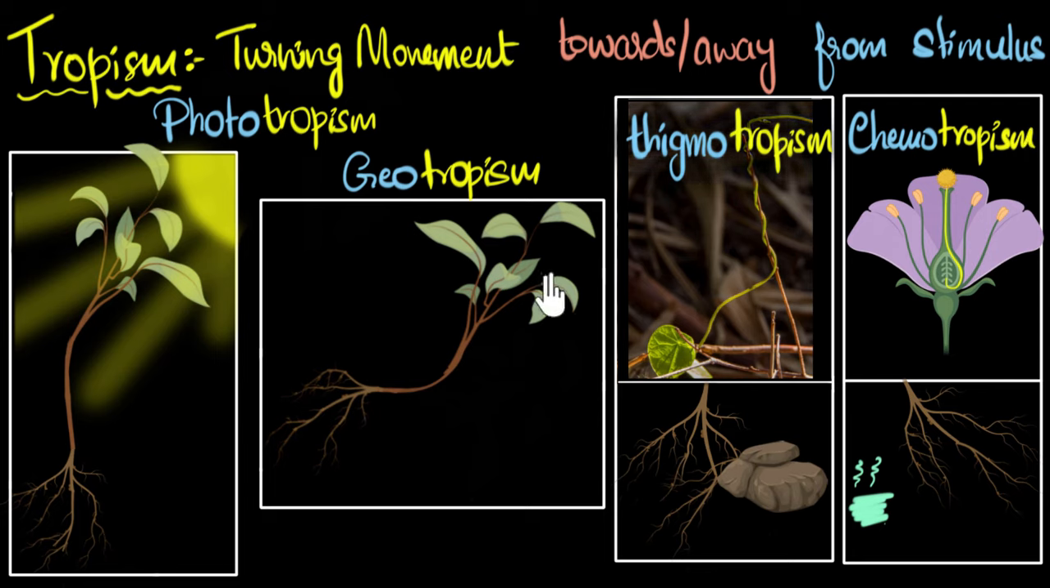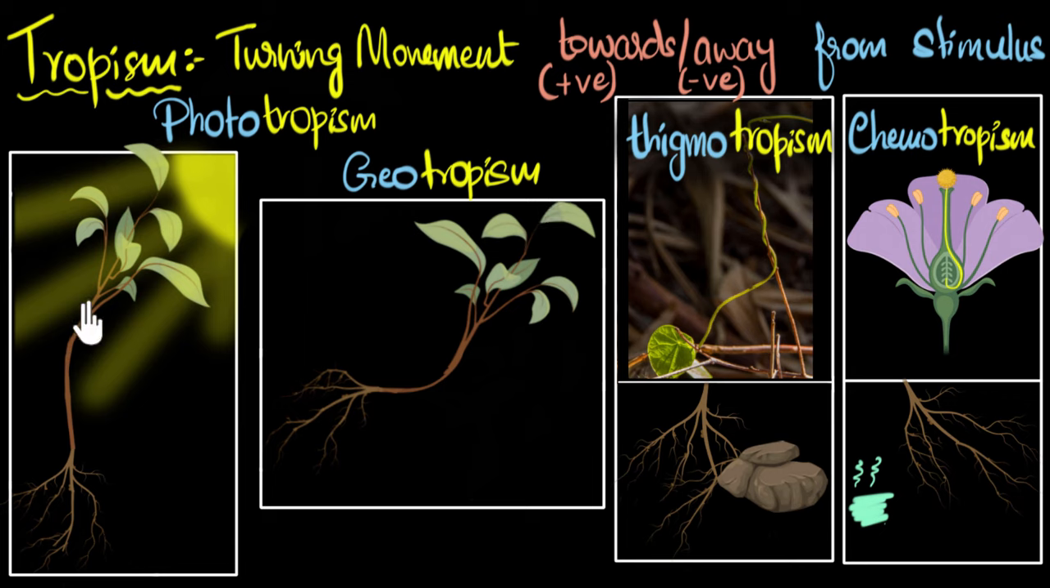So these were some major examples of tropism, and of course there are others as well, which you can explore yourself. But before we wind up, one last thing to remember is when it comes to naming these, we like to differentiate between movement towards the stimulus and movement away from the stimulus. The way we like to do that is whenever the movement is towards the stimulus, we'll call that a positive tropism. And whenever it's away from the stimulus, we call it negative tropism.